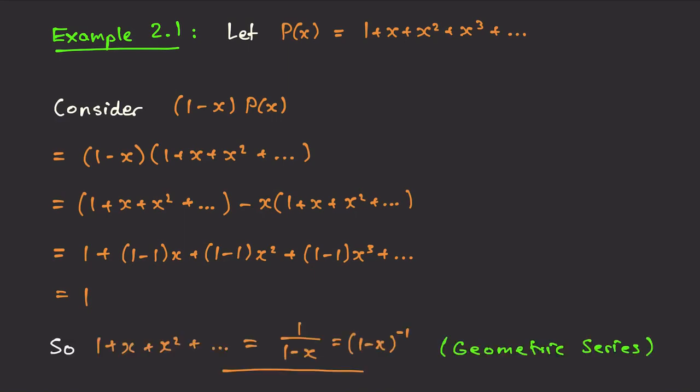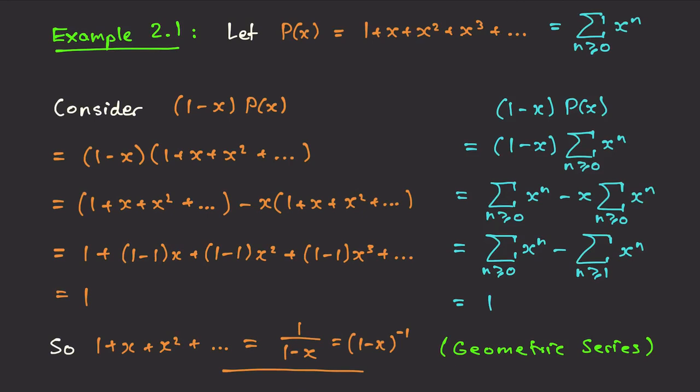Since they multiply to make 1, we think of the series p of x as being the inverse of the series 1 minus x, and we write p of x equals 1 over 1 minus x, or 1 minus x to the power of minus 1. This may be familiar as the formula for the sum of a geometric series. It's important here, though, that we see it as a statement about power series rather than a statement about real numbers x. Here's the same calculation done purely using sigma notation. It takes up less space as well as being a little more rigorous.